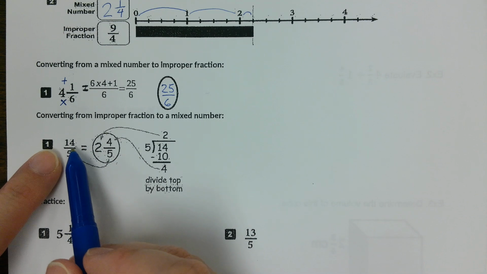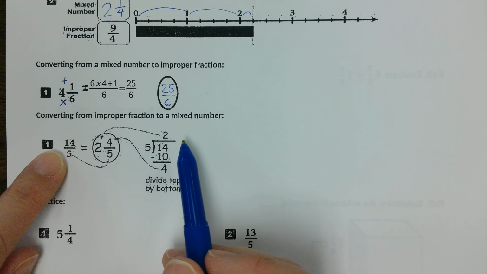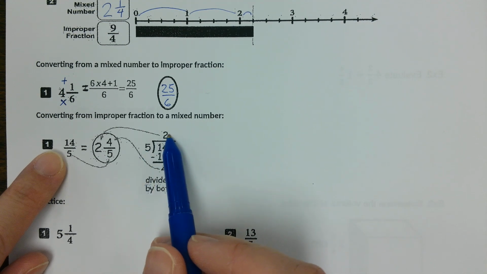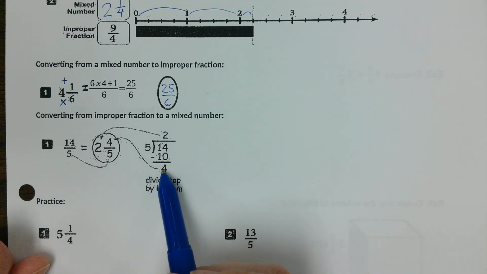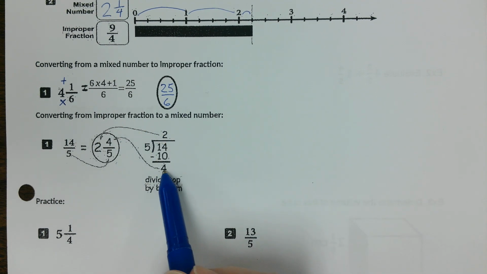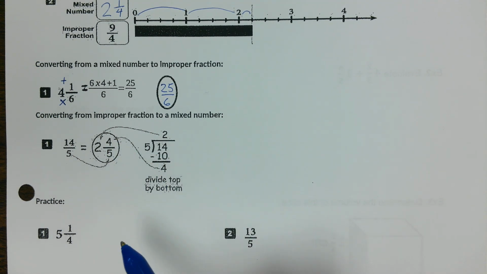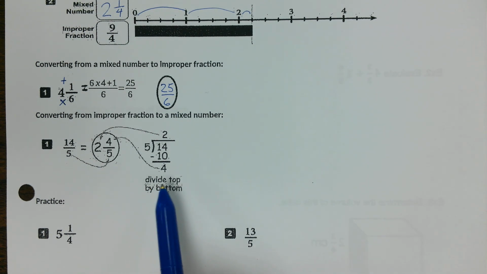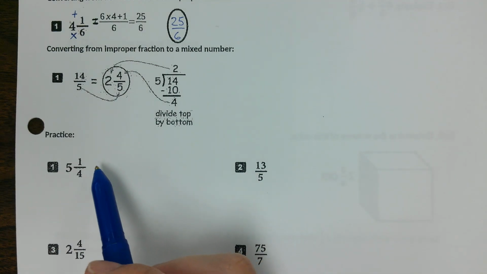Right, so you have to basically think about how many times 5 goes into 14. So 5 on the outside, 14 on the inside. It goes in 2 times. So 5 times 2 is 10. So when you subtract it, you have a remainder 4. So this is your whole number. This 4 is your numerator. And this 5 is your denominator. Okay? Divide the top number by the bottom number. So let's try this out.